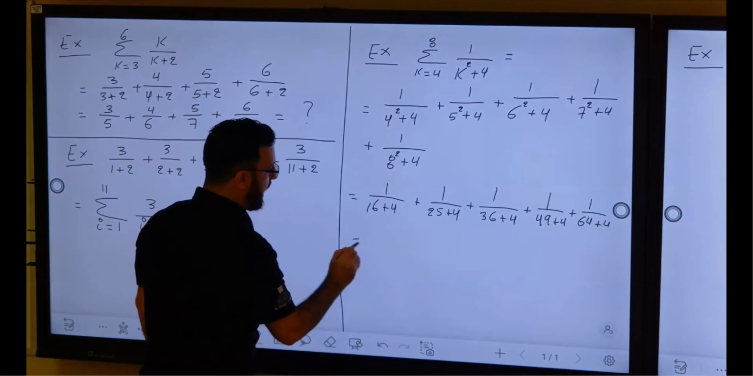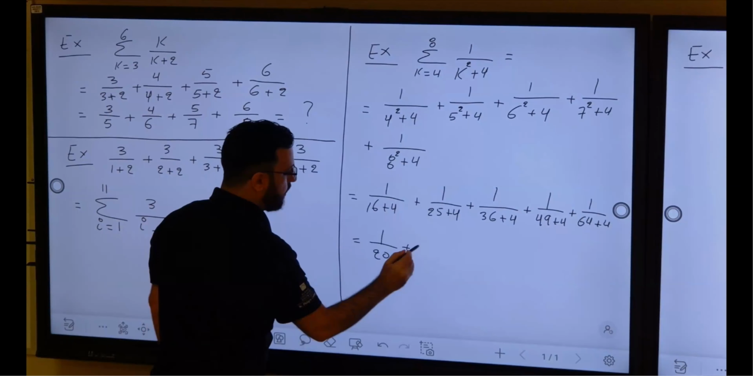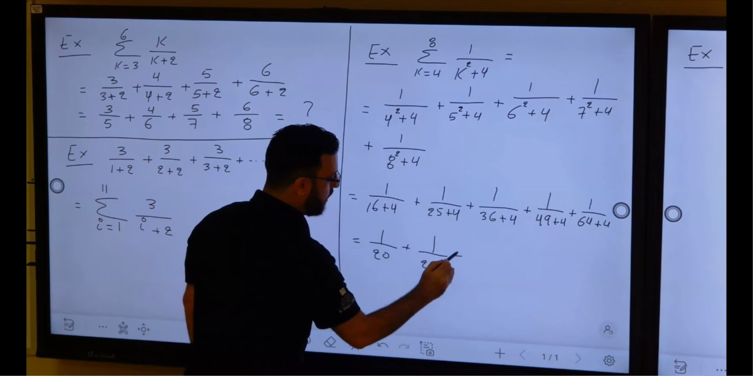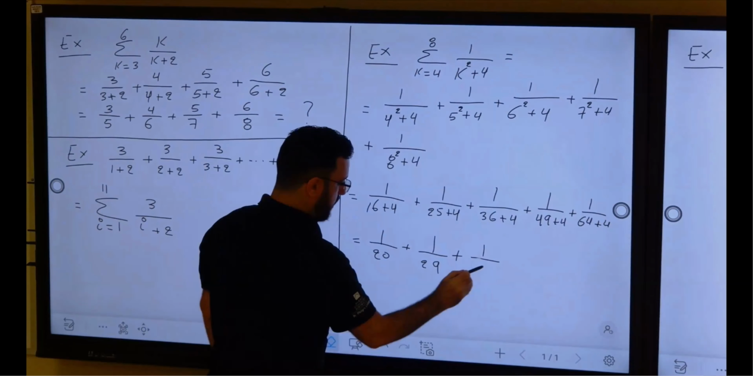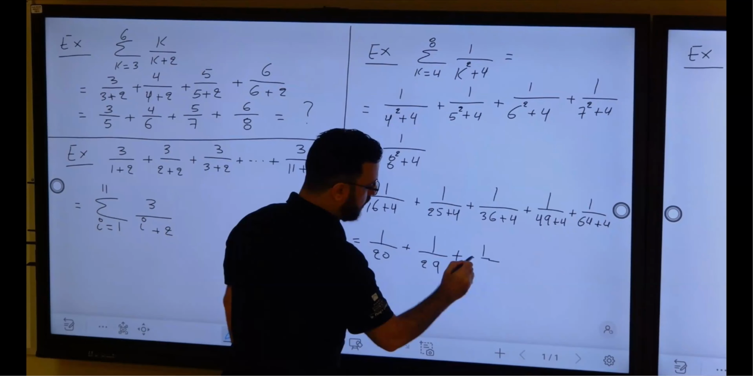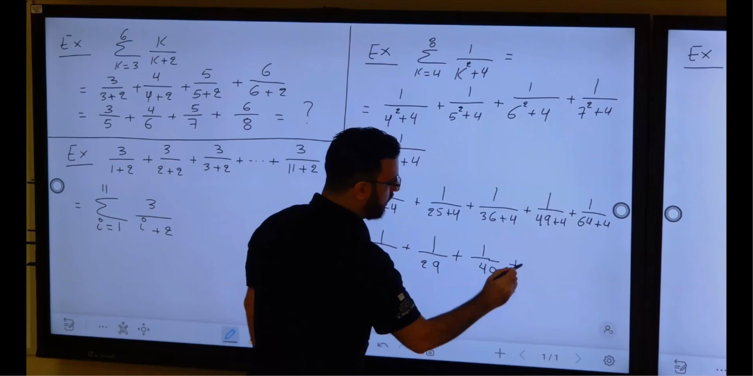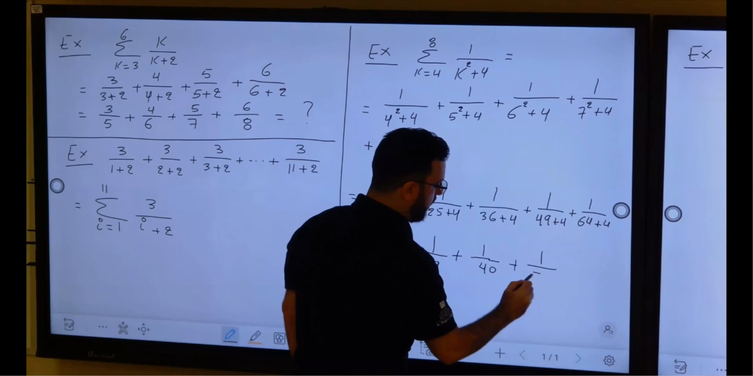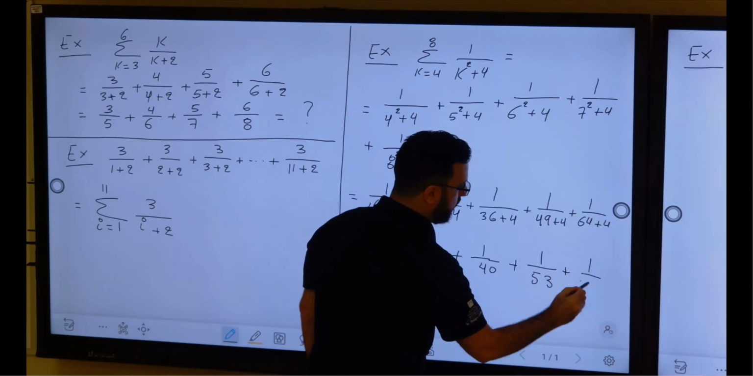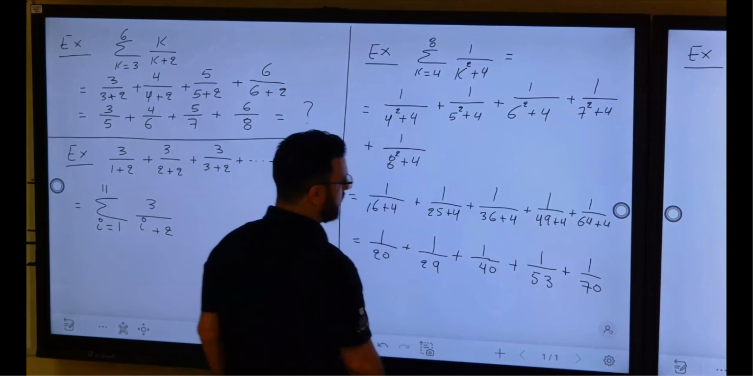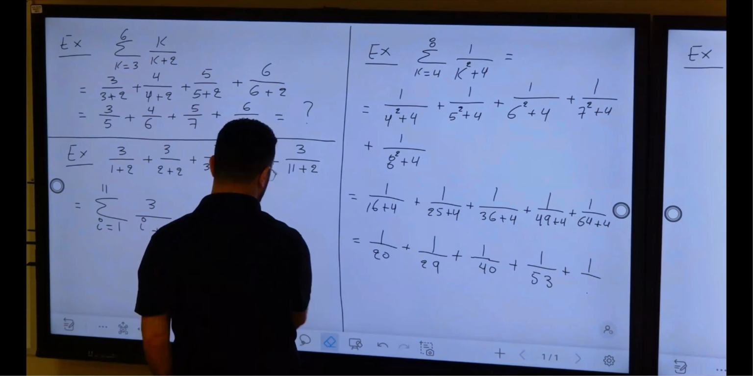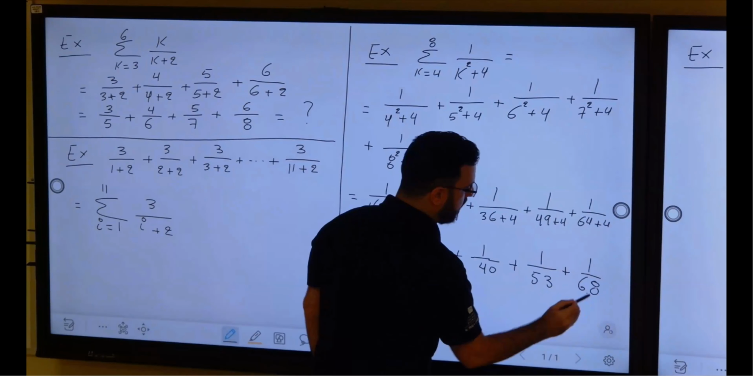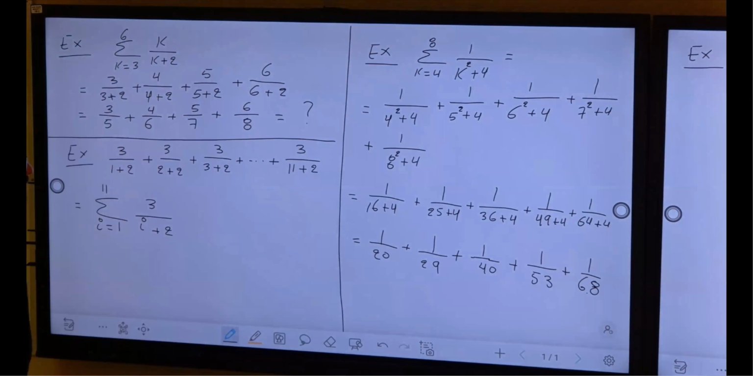That's when you're going to add 1 over 20 plus 1 over 29 plus 1 over 40 plus 1 over 53 plus 1 over 68. And you're going to add these numbers.